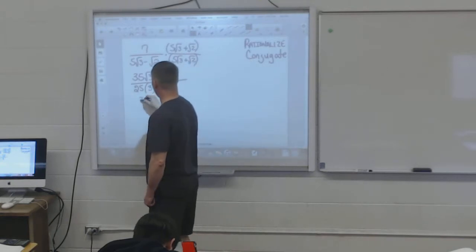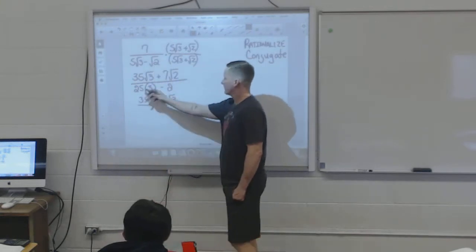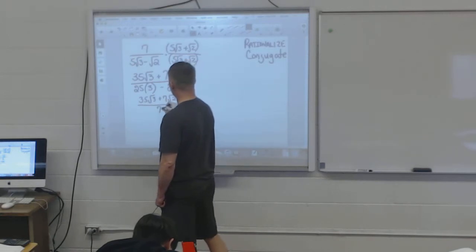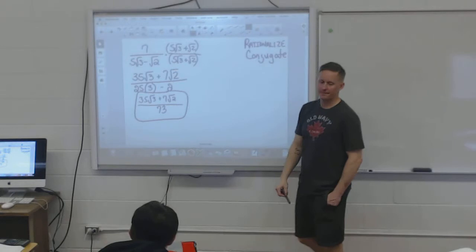So now I gotta simplify. 35 root 3 plus 7 root 2. 25 times 3, 75, subtract 2. 73. There it is.